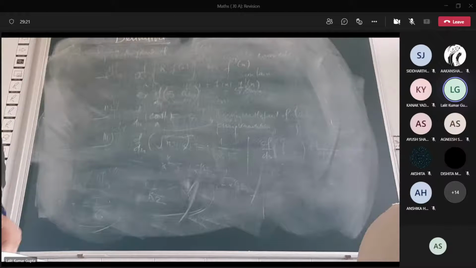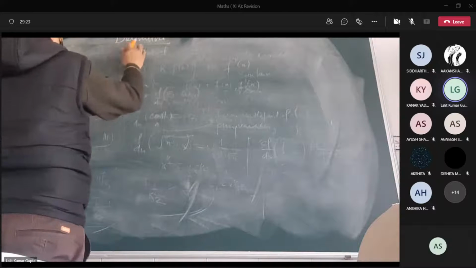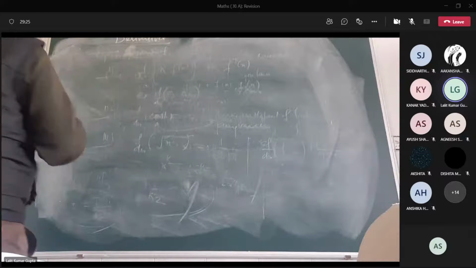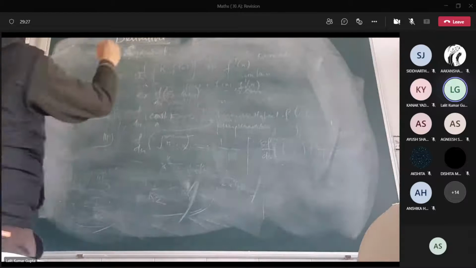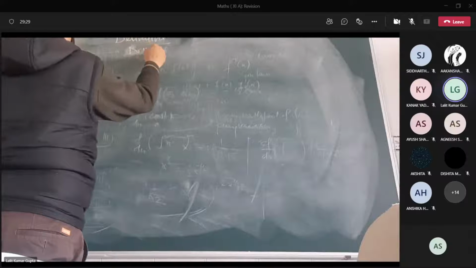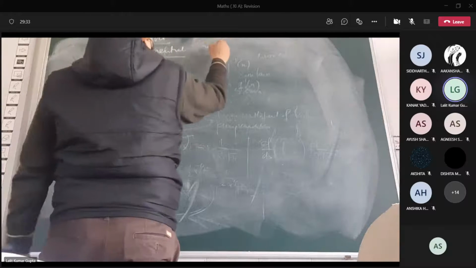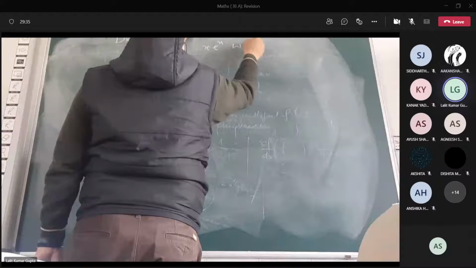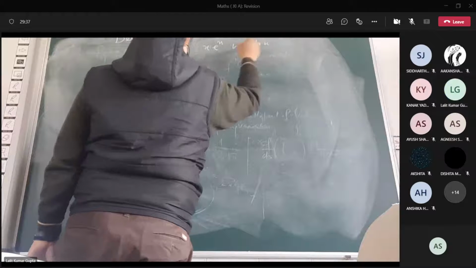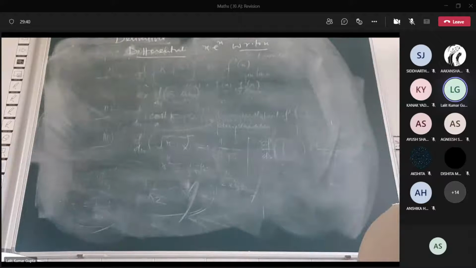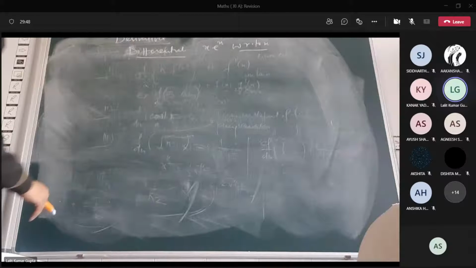Now suppose we have a question. Question will be: differentiate x e^x with respect to x. This way you will get this question in your exam, beta. Differentiate, or they can write derivative of this with respect to x. Right? Achha, one more thing, beta.